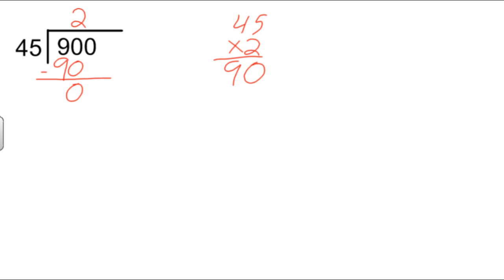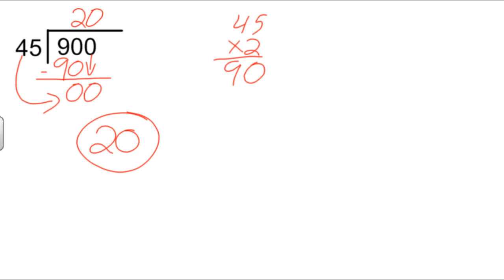45 into 900. Well, I know 45 times 2 is 90. So when I go 2 here, I get 90, 0, bring it down. I still have to divide again after I bring down, and I get 0, so the answer is 20.